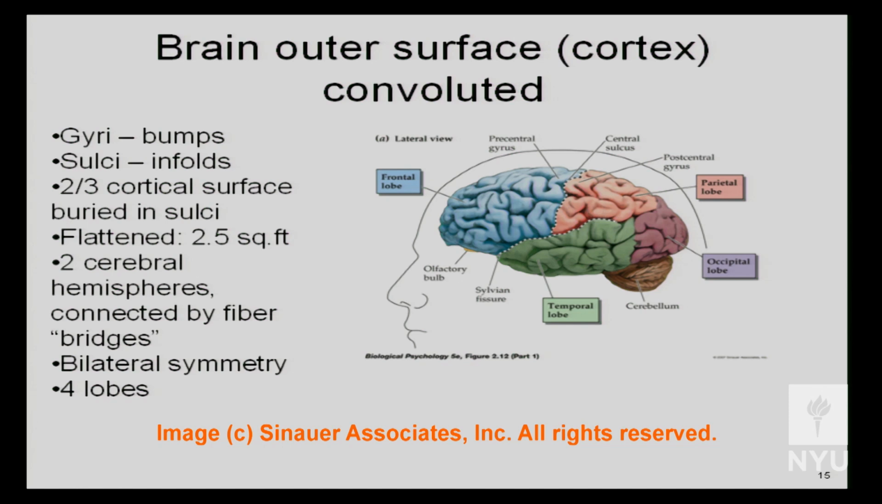So much so that if you flattened the entire human cortex out, it would be a square, 2.5 square feet. That's huge, okay? So why wouldn't we want to walk around with a big old brain like this that's 2.5 square feet long? What's the advantage? Anybody have an idea? It's clearly an evolutionary advantage. Yes?